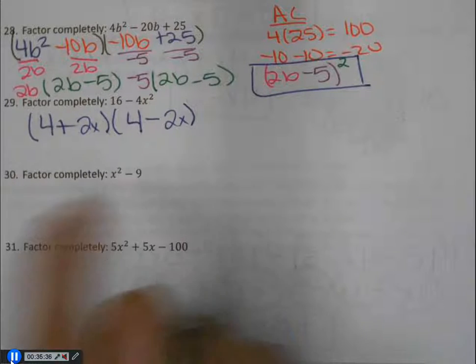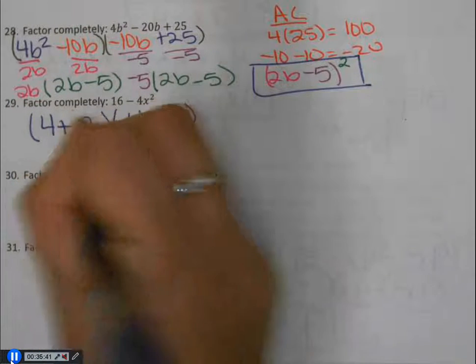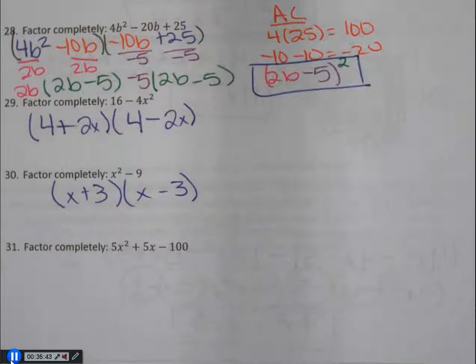On number 30, what multiplies to negative 9? Yep, so one's positive, one's negative.